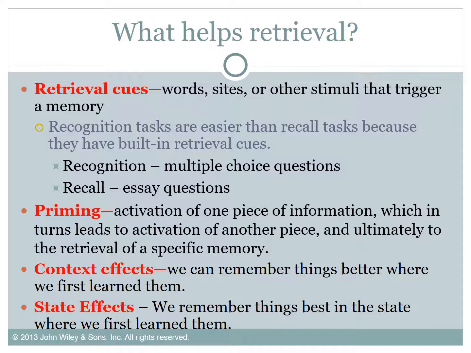This is part of why when astronauts are doing training, they have models and mock-ups of the space shuttle, and they maintain everything exactly the same way it's going to be in the space shuttle, and they wear the spacesuits and everything, so that they can accurately recall the information that they acquired during training. They can activate all of those sensory cues when they're actually in space. And then state effects show that you remember things best in the state where you first learned them.